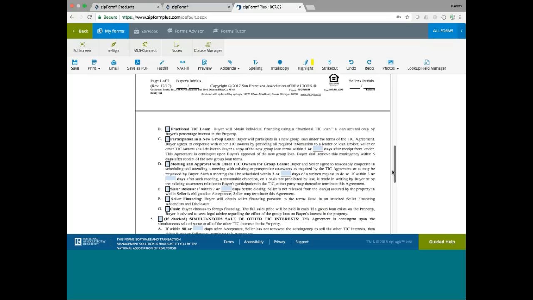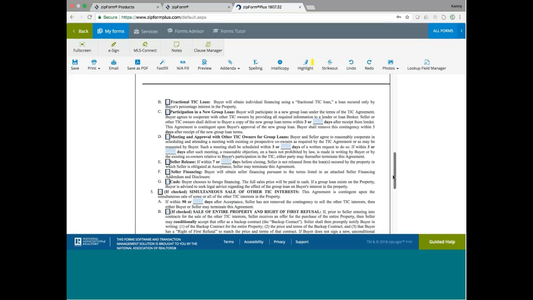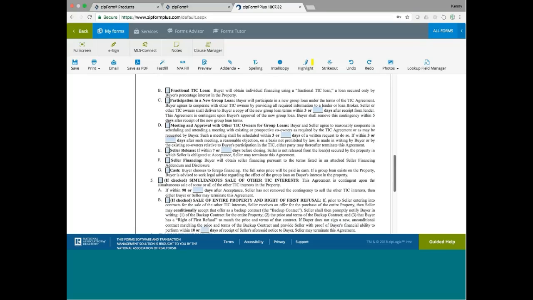Seller release, and of course, seller must be released from any existing loan. If seller cannot get released, seller has the right to terminate this agreement. And one more option would be for the buyer to get seller financing. Okay, so basically the seller carries back, or the buyer can pay cash. So you have options A through G, which we just discussed.